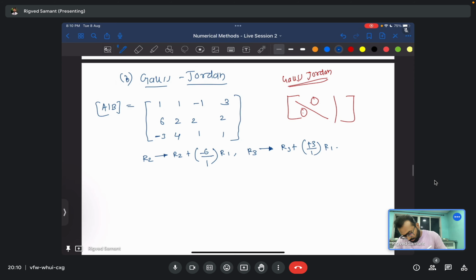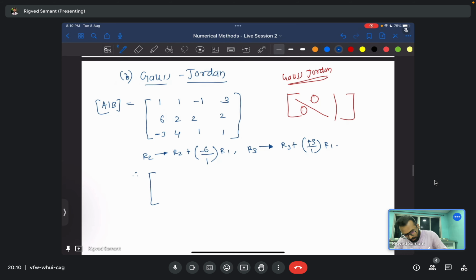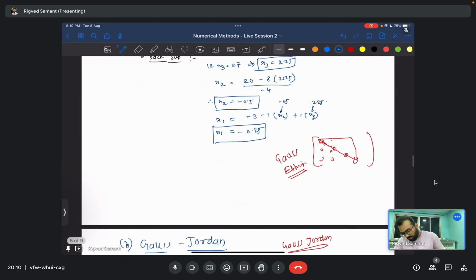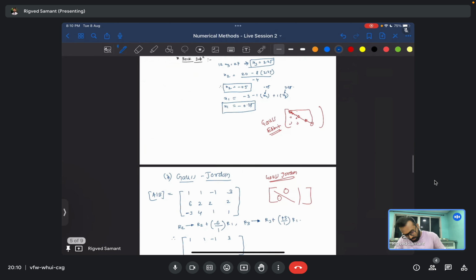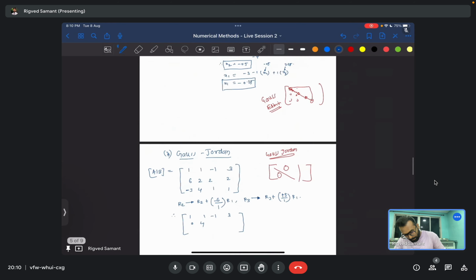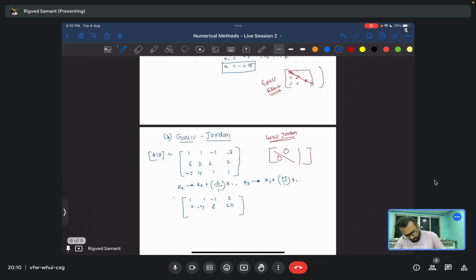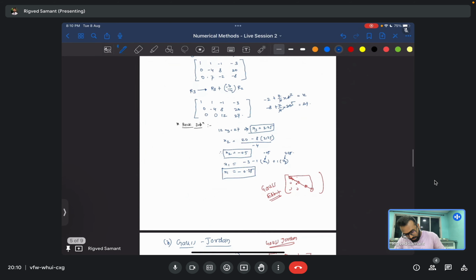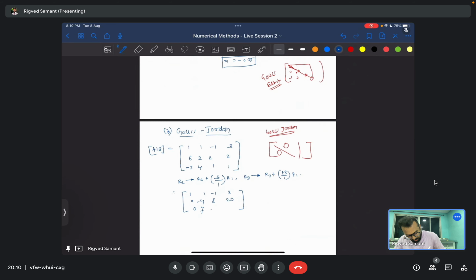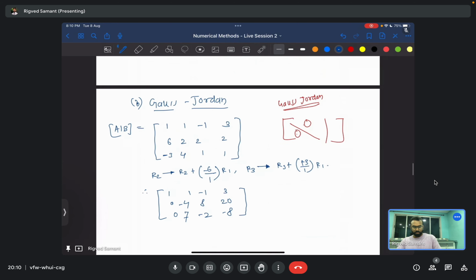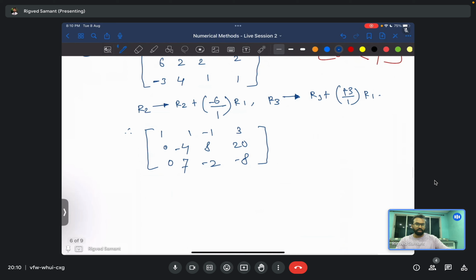So what would be A augmented B? This first step will be same as the Gauss method. So it would be 0, 4, 0 minus 4, 8, 20. 0, 7, minus 2, minus 8. Till then you are fine, right? Okay.